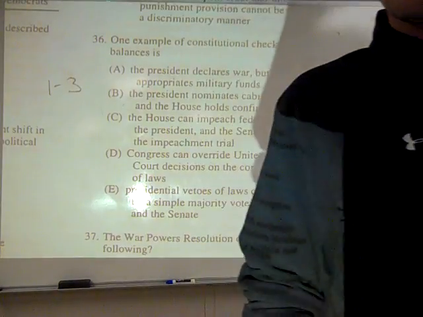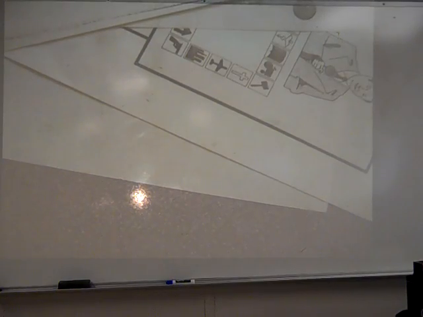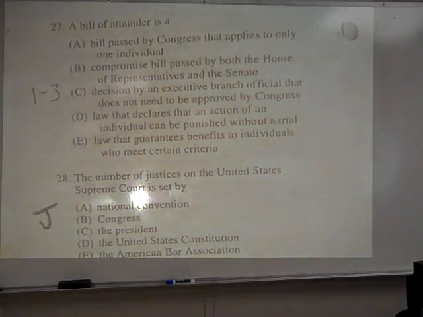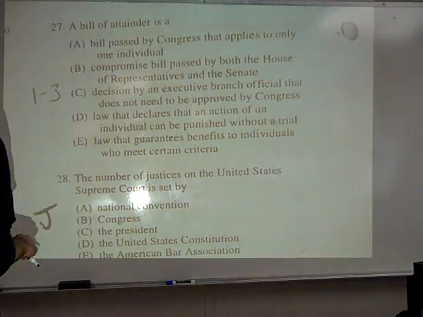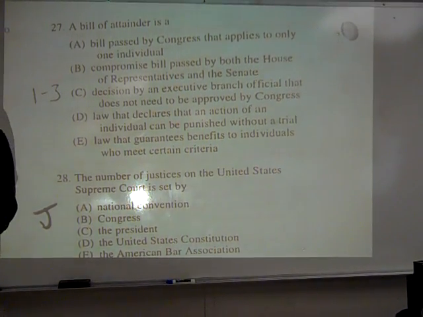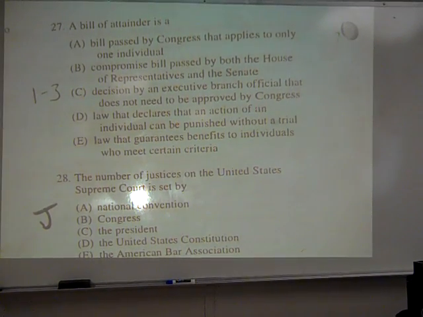I said, what is a bill of attainder? Oh, I hope my explanation helped you answer it. Where is it? 27. Oh, yeah. Okay, a bill passed by Congress that applies only to one individual. I don't know, maybe. A compromise bill passed by the House of Representatives and the Senate. That's just called the compromise version, right? They get together in a conference committee, which, by the way, we didn't do so great on remembering it was called a conference committee on one of our time writing. They do that in a conference committee, and they produce a compromise version.